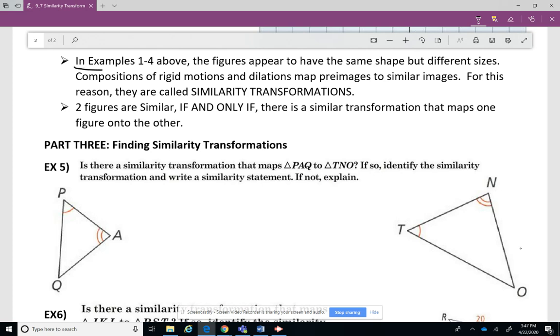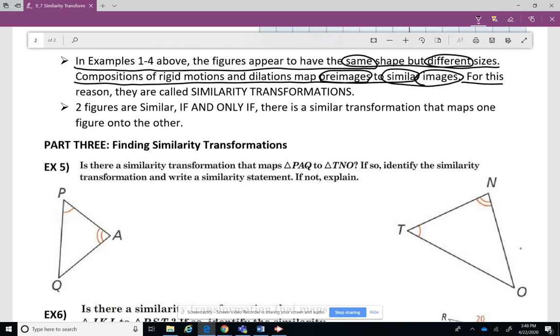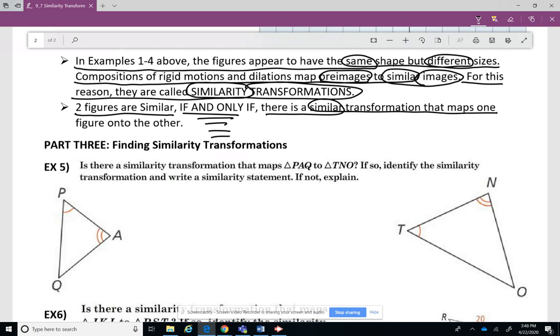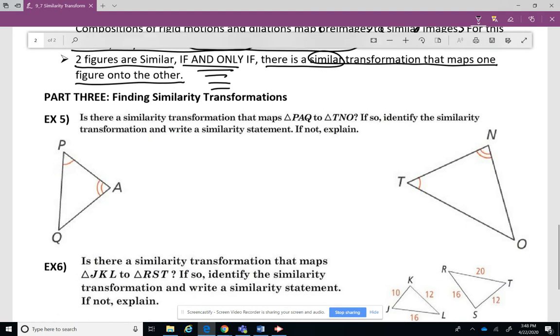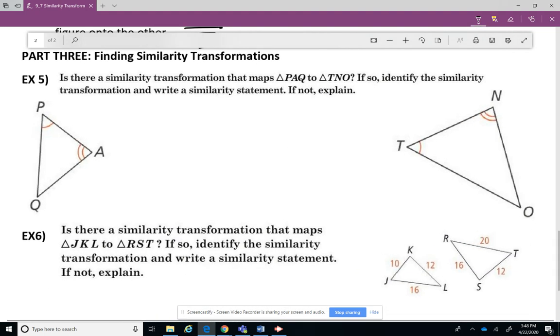In examples 1 through 4 above, the figures appear to have the same shape, but different sizes. Compositions of rigid motions and dilations map pre-images to similar images. For this reason, they are called similarity transformations. Two figures are similar if and only if there is a similarity transformation that maps one figure onto the other. So that's just reviewing what we just did using words.